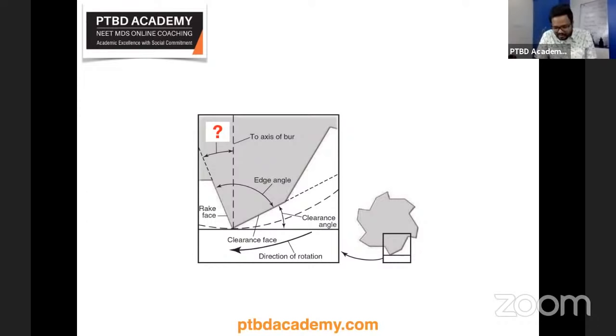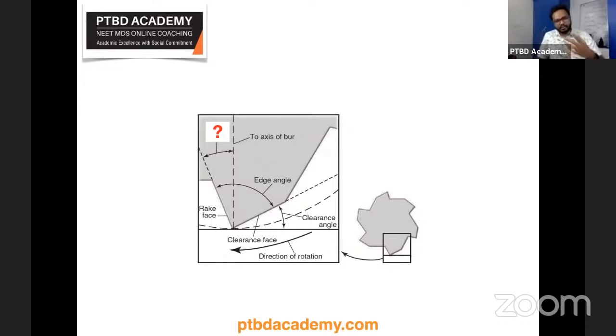A rake angle is said to be negative when the rake face is ahead of the radius from the cutting edge to the axis of the burr. So this represents negative rake angle, where it is said to be negative when the rake face is ahead of the axis of the burr. If it is lagging behind the axis of the burr, then it is sharper, with increased cutting efficiency, however, shorter life of the burr. Just the opposite to what we discussed for negative rake angle, right?